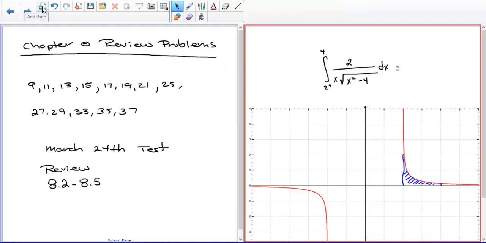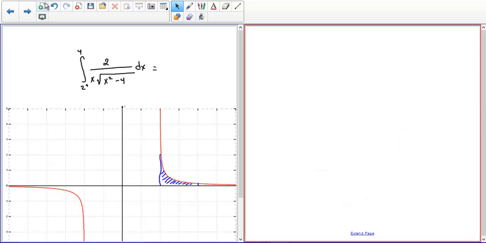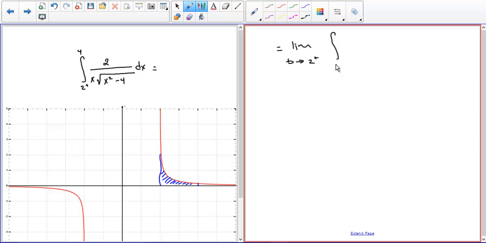We can't use our previous experience. We can't use this particular rule because it's not exactly in that form. So we're going to have to do the work. So what we'll do is take the limit as b goes to 2 from the positive side of the integral from b to 4 of 2 divided by x times the square root of x squared minus 4 dx.